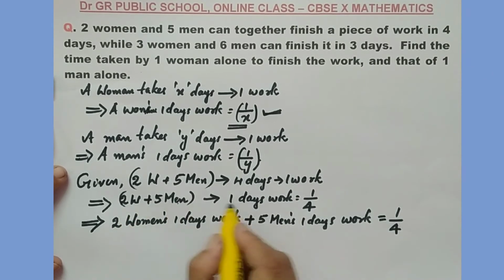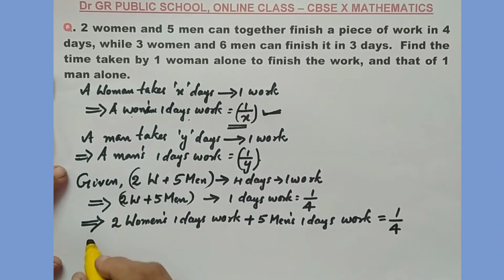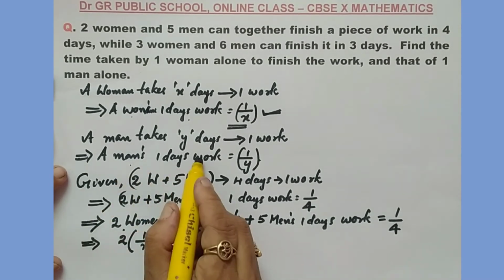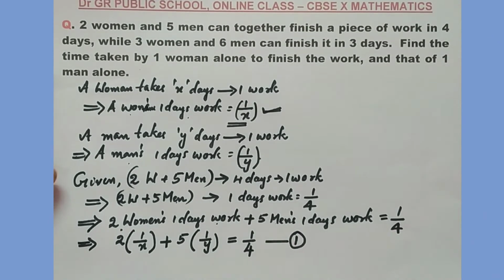2 women and 5 men's 1 day's work means that 2 women's 1 day's work plus 5 men's 1 day's work is 1 by 4. Remember, a woman's 1 day's work is 1 by X. So 2 women's 1 day's work will become 2 into 1 by X, plus 5 men's 1 day's work is 5 into 1 by Y. Why? Because a man's 1 day's work is 1 by Y. So 5 men's 1 day's work is 5 into 1 by Y. Your right side is 1 by 4. This is your equation number 1.